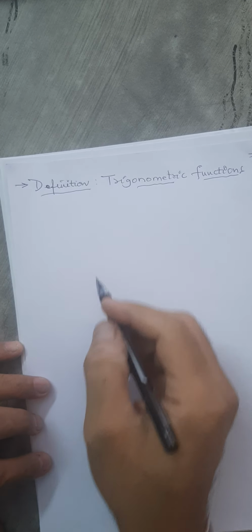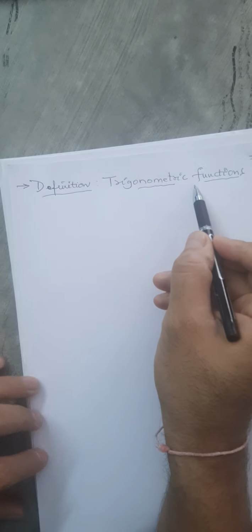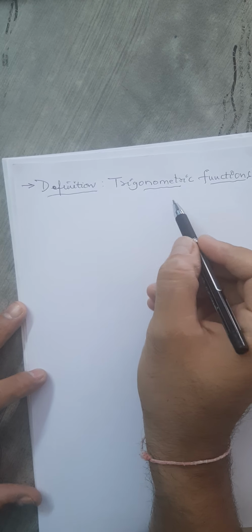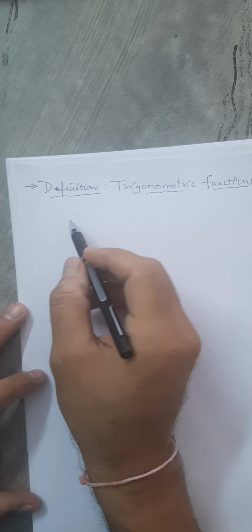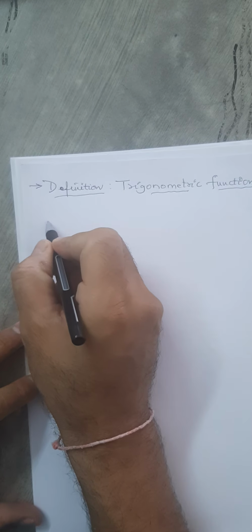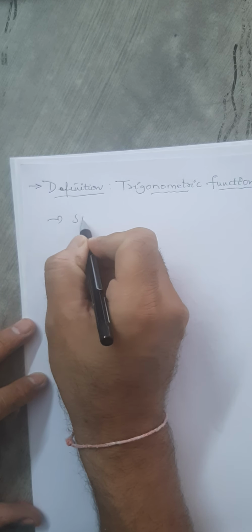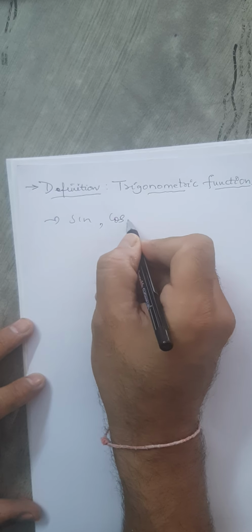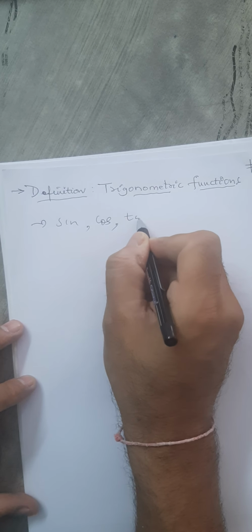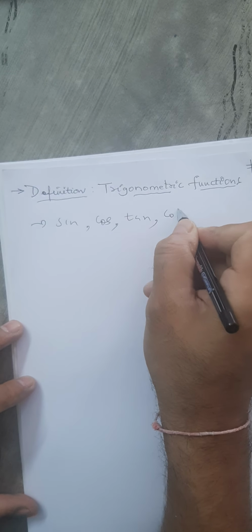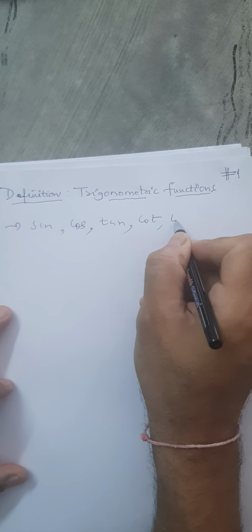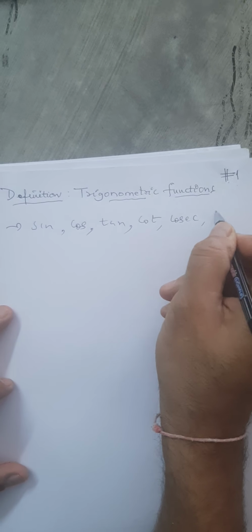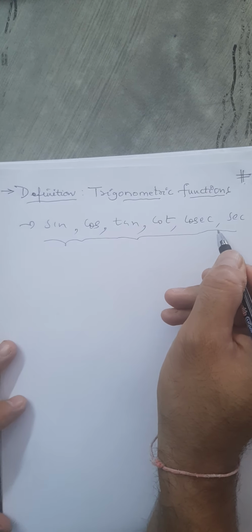So today we start trigonometric functions. We will define trigonometric functions. So these are the 6 trigonometric functions: sine, cos, tan, cot, cosec, and sec. These are the 6 trigonometric functions which you know.